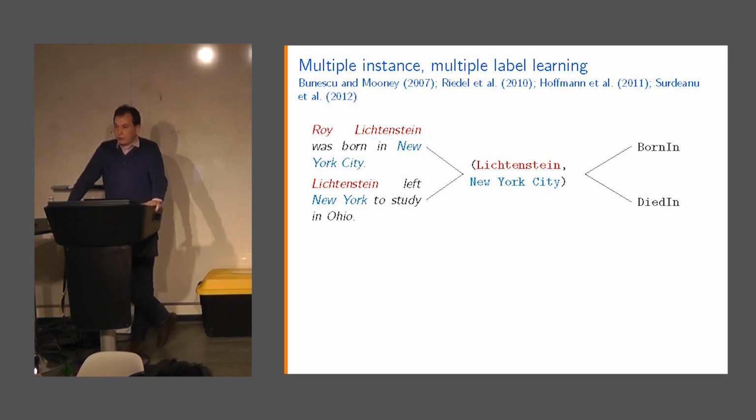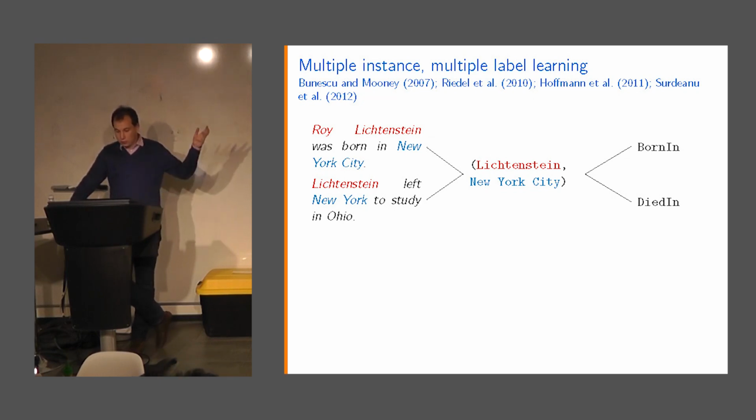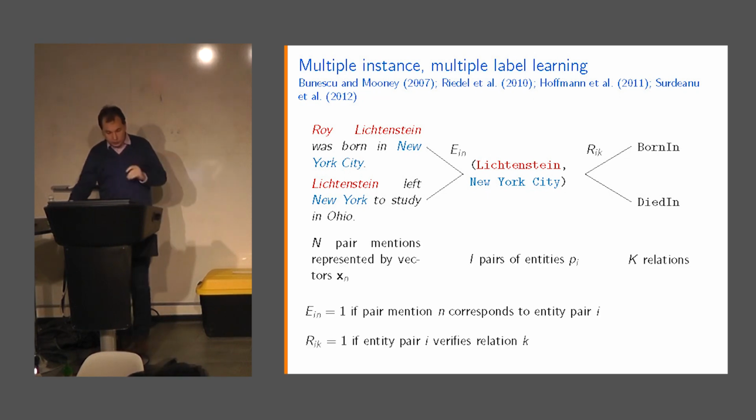And so one of the solutions for this problem is to view this as a multiple instance, multiple label learning problem. Multiple instance because for each entity pair you'll have a lot of sentences. So those are your multiple instances. And for each pair of entities, you want to be able to predict a lot of different relations.